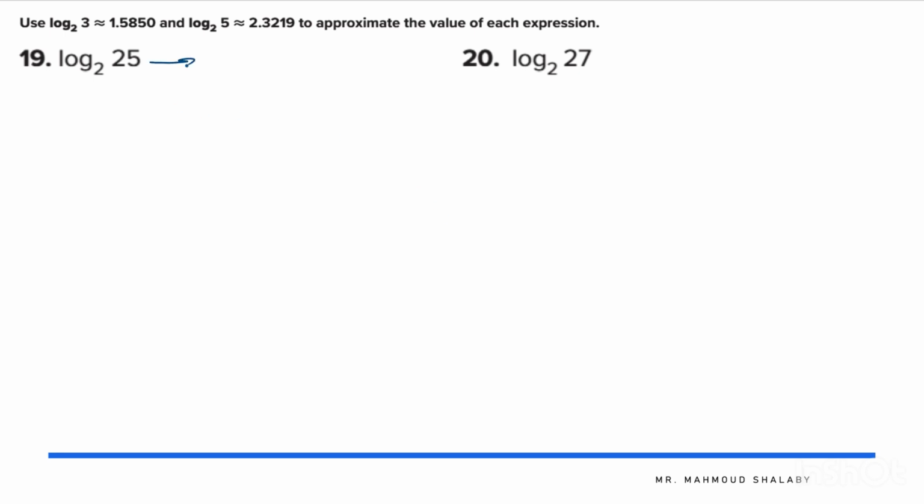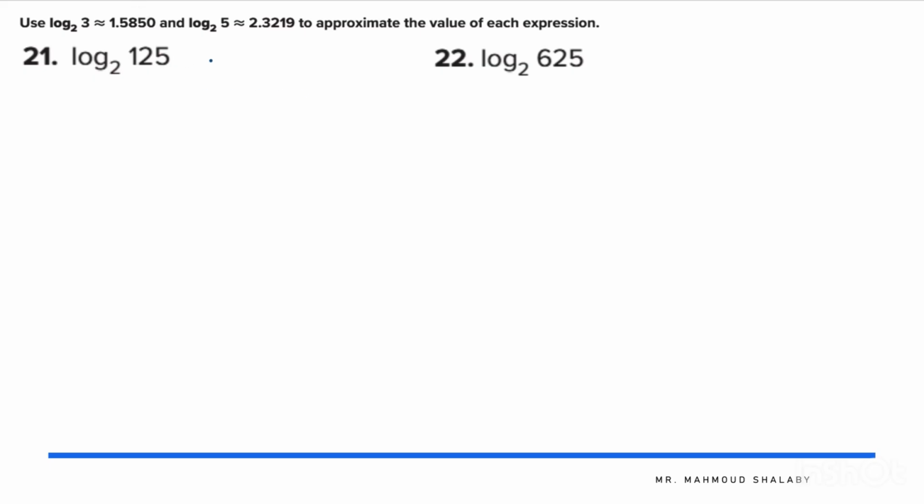Same thing, guys, 25 will be 5 to the power of 2. You will put the 2 outside, then log 5 you will find it here. As you can see, this is the log 5. 27 is 3 to the power of 3, put the 3 outside, then use the value of log 3, which is this one. The same thing.